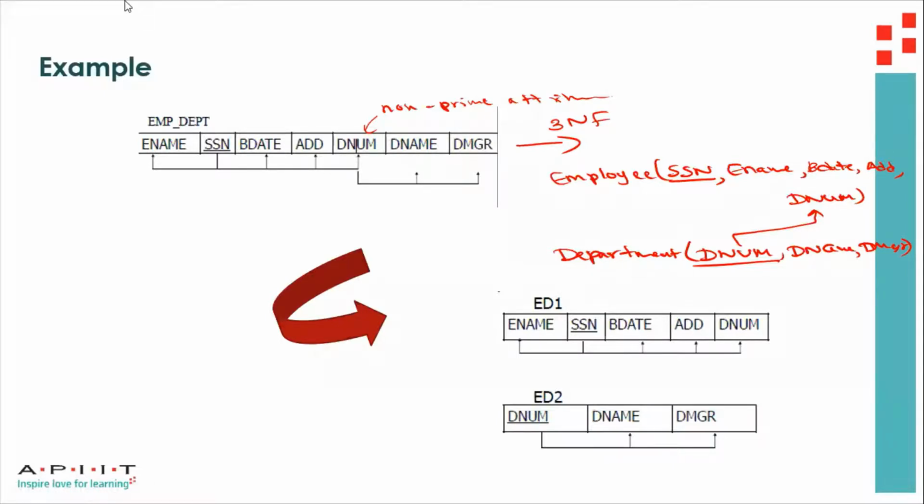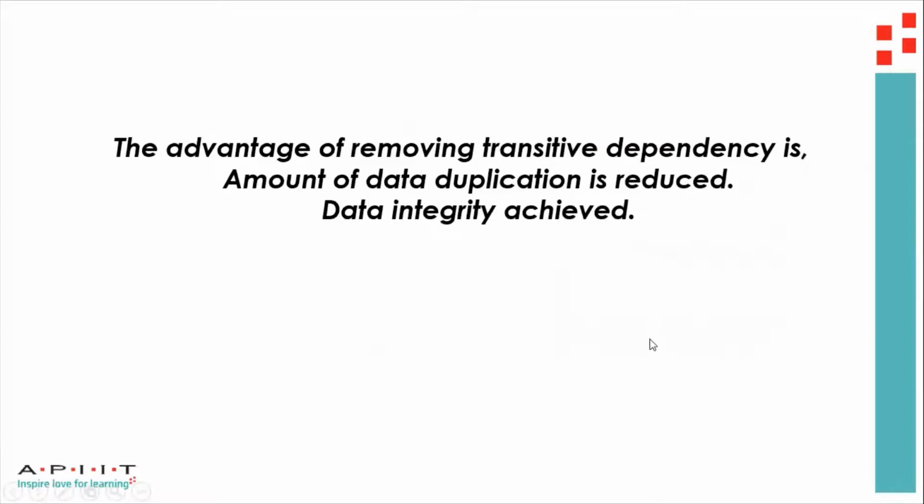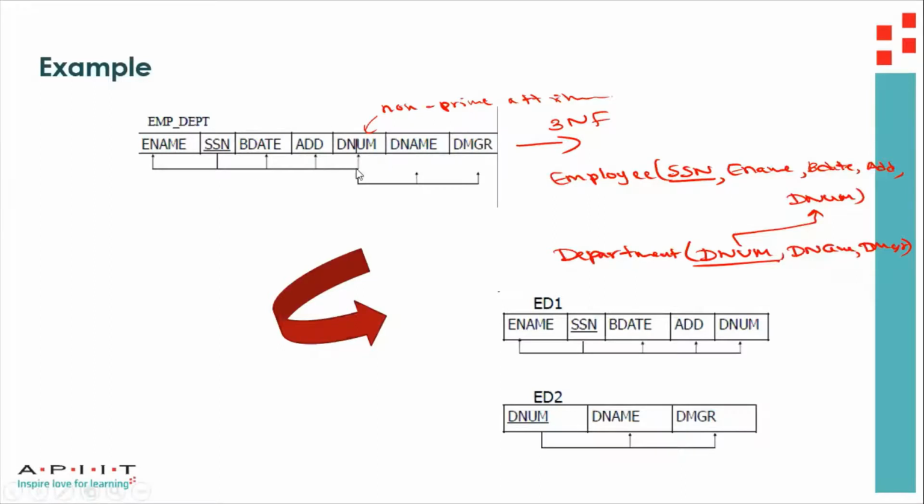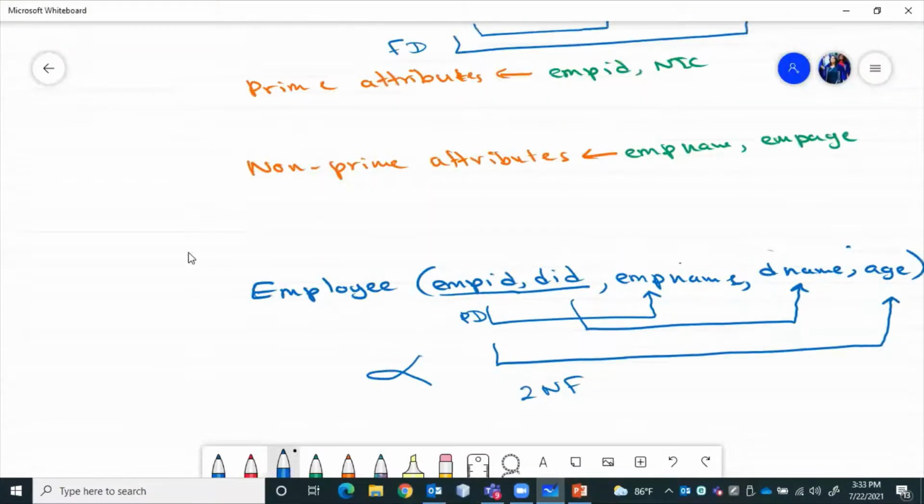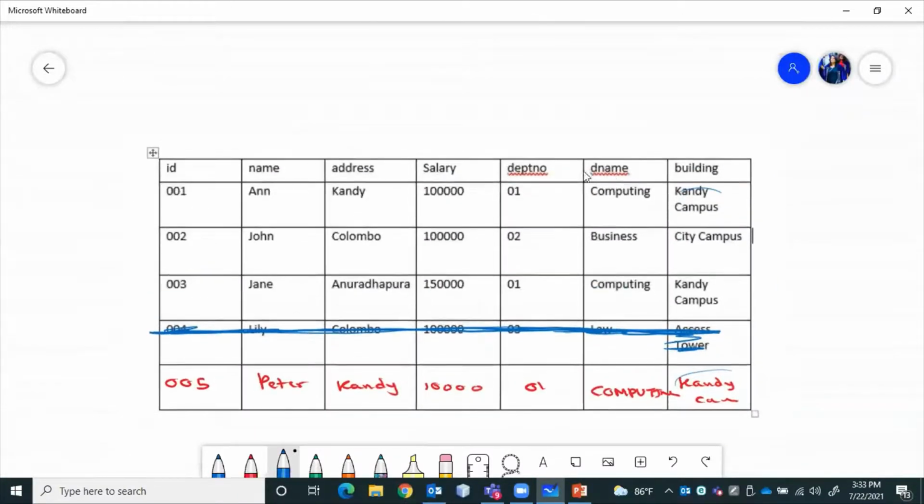Okay. Good. So another extra thing I told you, BCNF. It's nothing much. Here, the advantage of removing transitive dependencies is that the amount of data duplication is reduced and data integrity is achieved. What is that? See, if you are using the same table, like the previous example I used, the lecturer table, if you can remember, it has the same data redundancy. Department number, department name, and the building, these two non-prime attributes depend on this. So we can remove the data redundancy, and we have data integrity. The data consistency is there. I have explained this, right? That's the idea.